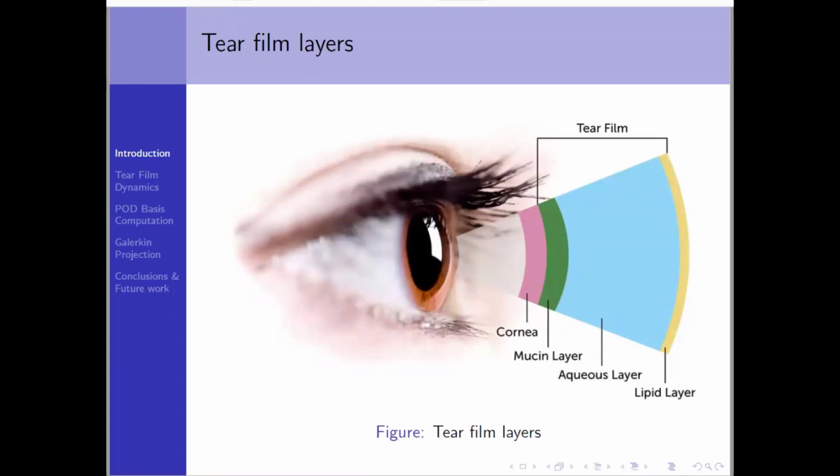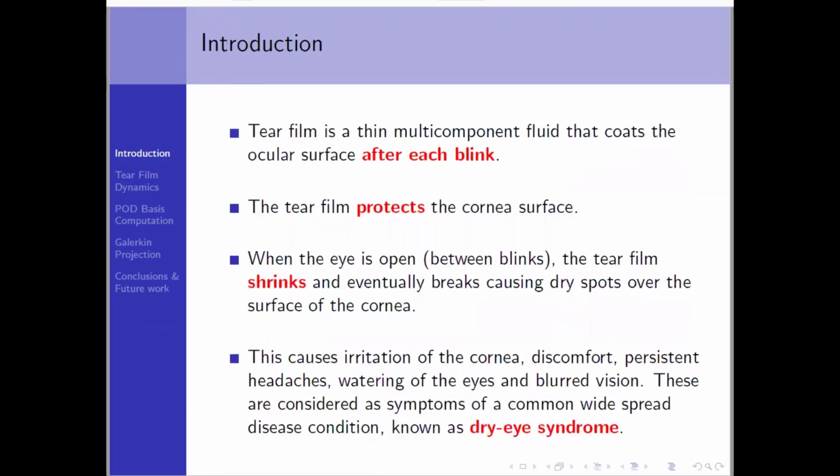So first, let me introduce the problem. The tear film is a multi-layer structure. Its general purpose is to protect the eye. Now, some problems might happen in some cases where the tear film shrinks between blinks after the eye opens. The tear film thickness can go to 0.